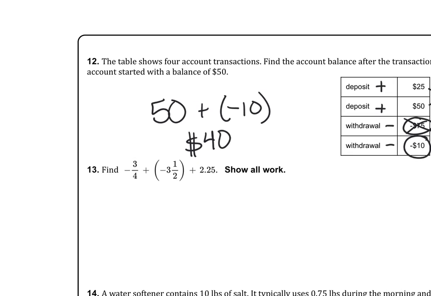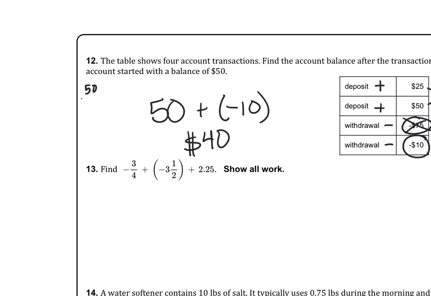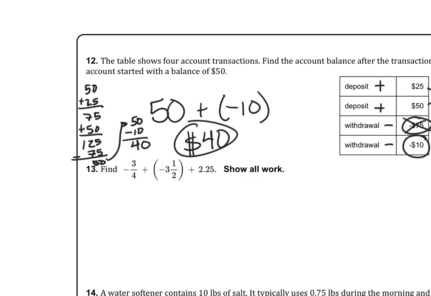Okay, just to show you, right, if you went through and you added each of these, 50 plus 25 is 75. 75 plus 50 is 125. But then we have a withdrawal, so I'm going to subtract 75 from that and get 50. And then I'm going to bring this up here. 50 minus 10 again is 40. So even if you didn't recognize that right away and you went through with everything, we still get an answer of a balance of $40.